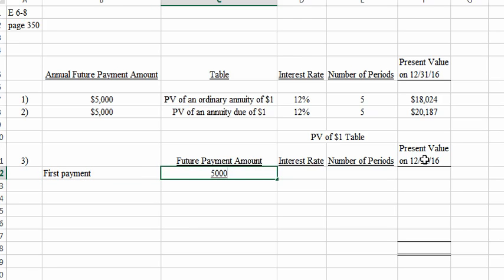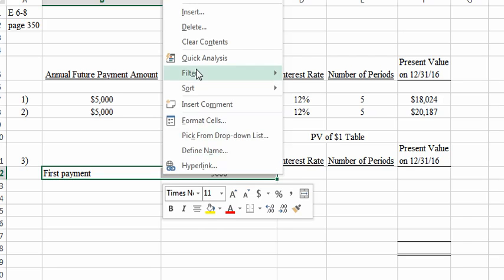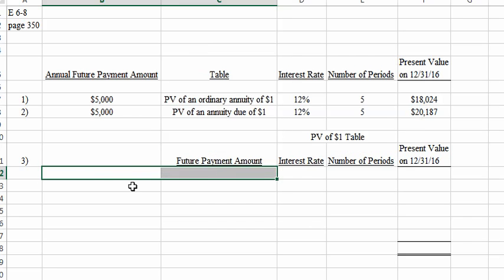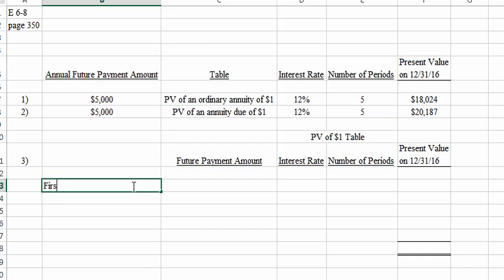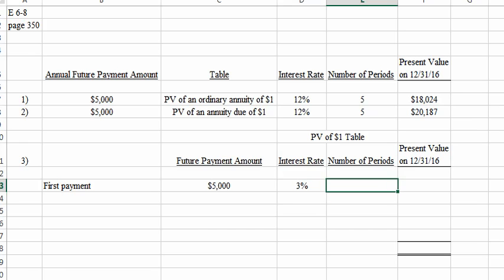$5,000. I think I was going to skip a row here. And so we'll go first payment, $5,000. Our interest rate, okay, it's 12% for a year, divided by 4 quarters in the year, it's going to be 3% per quarter.